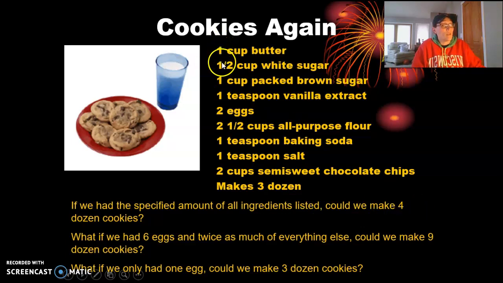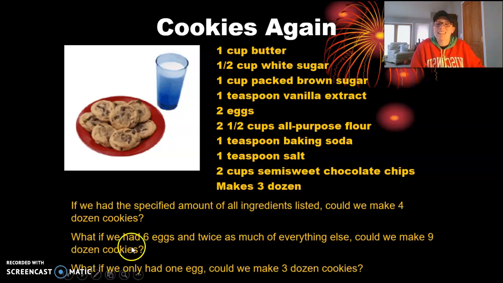Well, the recipe tells us that one recipe makes 3 dozen cookies. So if we had 1 cup of butter, 1/2 cup of sugar, 1 cup of brown sugar, and so forth, we would not be able to make 4 dozen cookies, because if we had all of these in the exact amounts, we would only be able to make 3 dozen cookies. Now I know some of you are saying, well, what if I made them really small? Well, we're assuming that you have to make them a particular size.